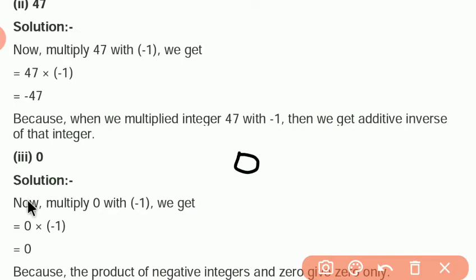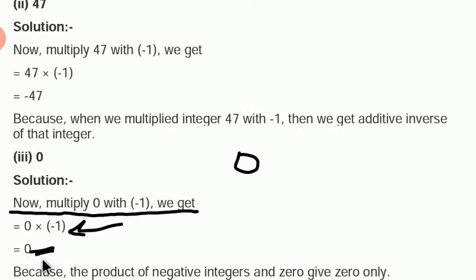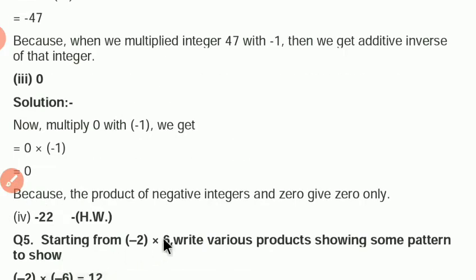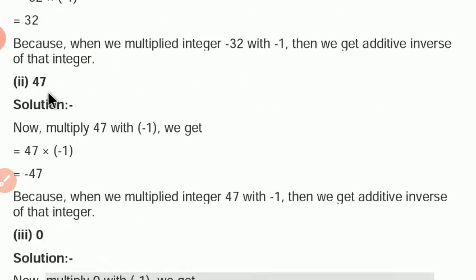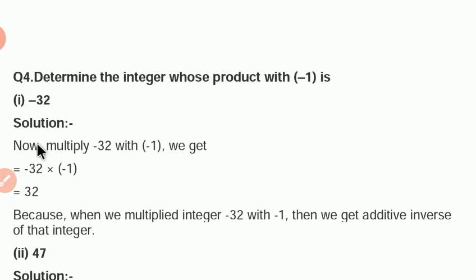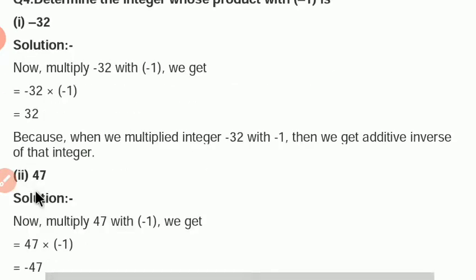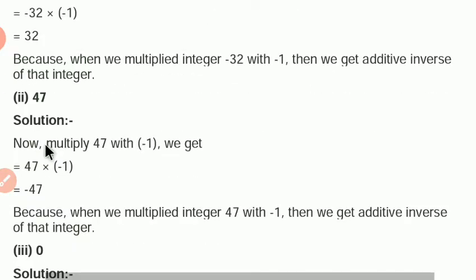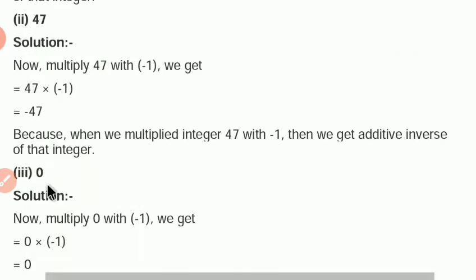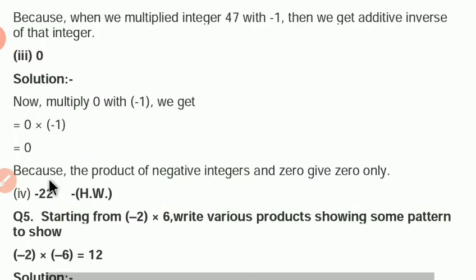Third one, 0. We know that if we multiply 0 with any number, we will get the answer as 0 only. So again we'll multiply 0 with -1. So we will get 0 into -1, which is equal to 0, because the product of negative integers and 0 gives 0 only. So 0 is the number. If you multiply 0 with -1, we will get the answer as 0. If a number is given as positive, then the answer will be negative, means additive inverse.